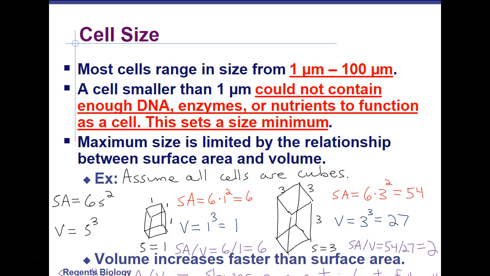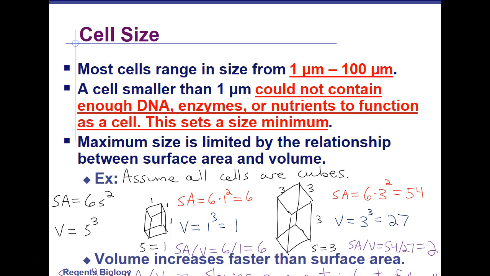Cells smaller than about 1 micrometer simply could not contain enough DNA, enzymes, or nutrients to actually work properly as a cell. There is a minimum amount of space you need just to be able to fit in all the stuff that a living cell needs to operate. So it can't get much smaller than about a micrometer across. There is a maximum size limit as well.